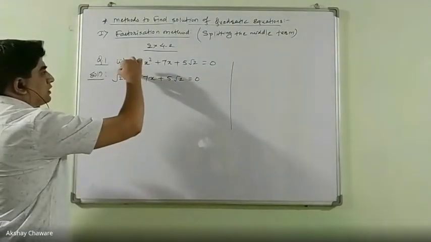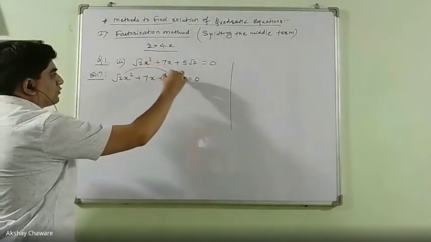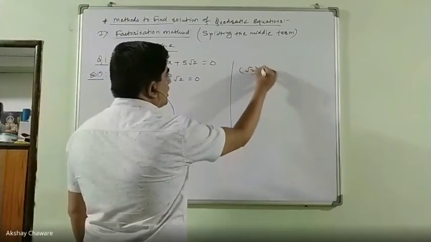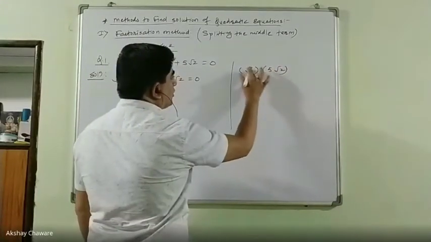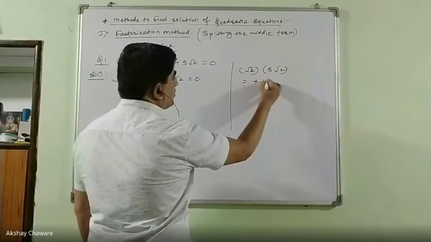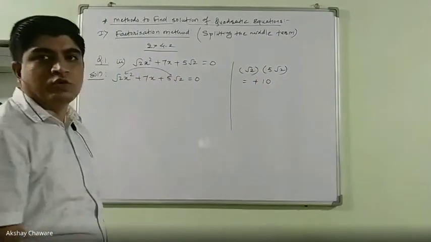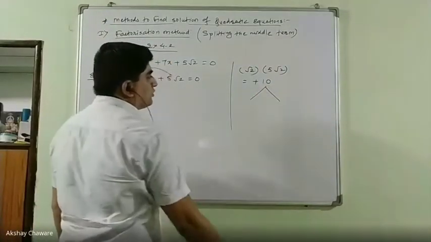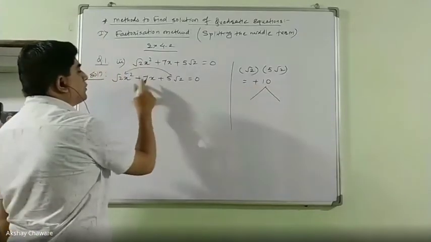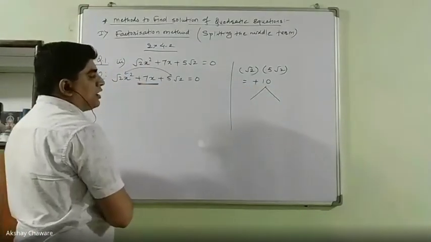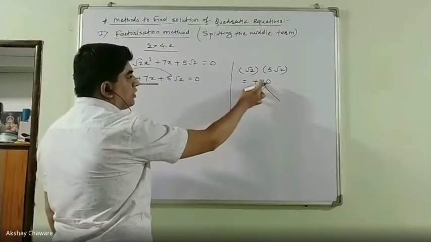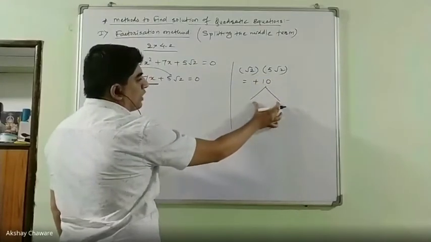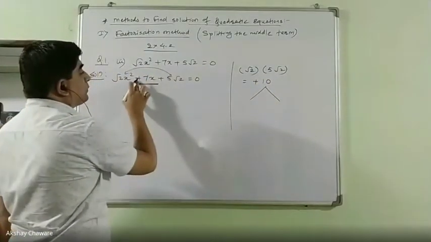So we will collect the coefficient of x square and the constant term. The coefficient of x square is root 2 and the constant term is 5 root 2. Both are positive, so your multiplication will be positive, and that is 10. 5 into 2 is 10. Then we will split this 10 into two factors such that the addition of these two factors is the middle term, that is 7. And why addition? Because the sign of this 10 is plus. So we will split this plus 10 into two factors such that their addition is plus 7.